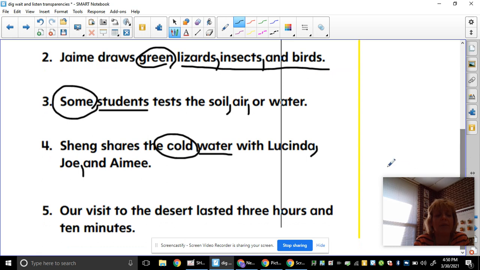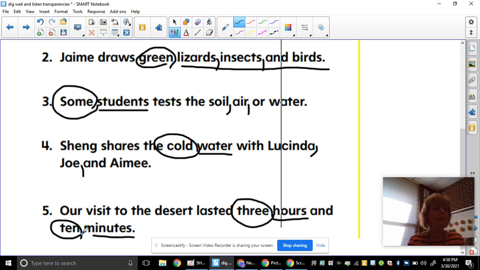Okay, and number five. Our visit to the desert lasted 3 hours and 10 minutes. Nothing really describes the desert, but we know that the trip lasted how many hours? 3 describes hours, and how many minutes? 10 describes minutes.